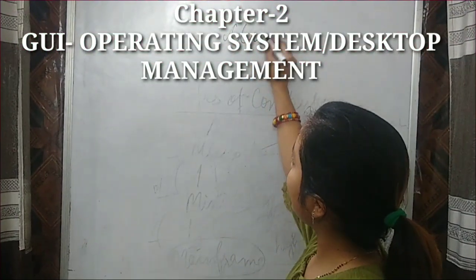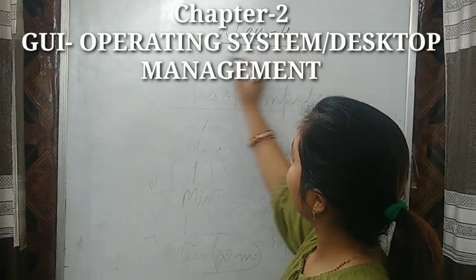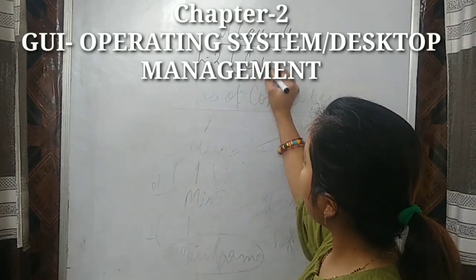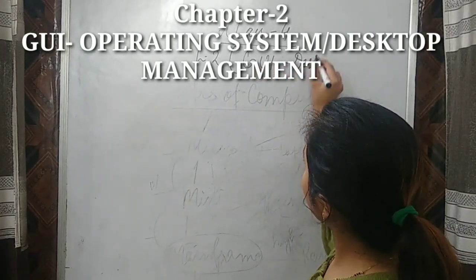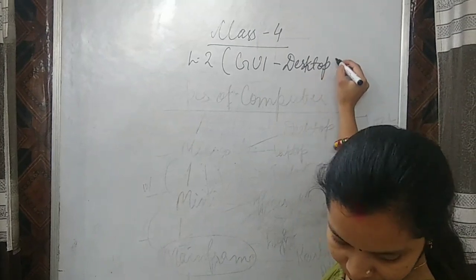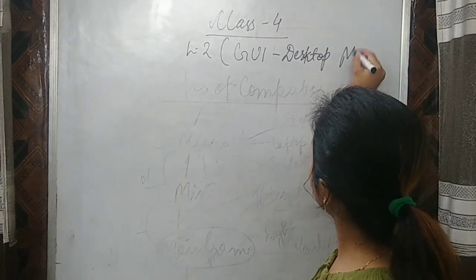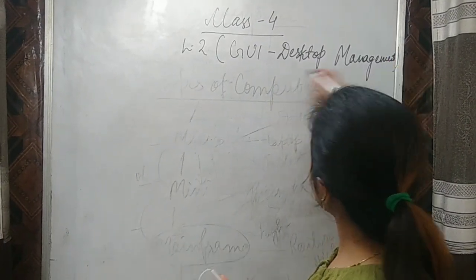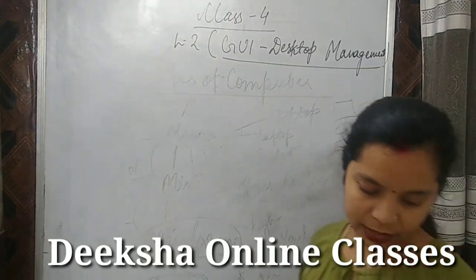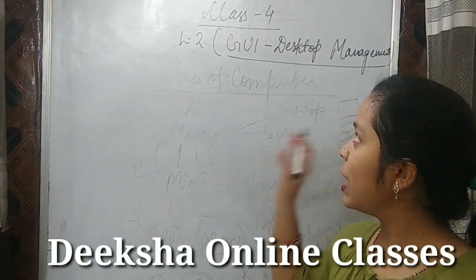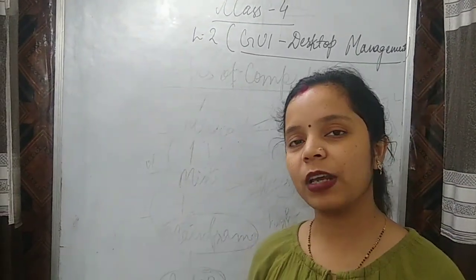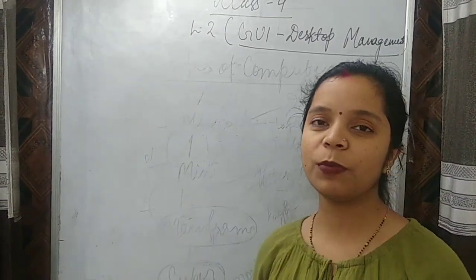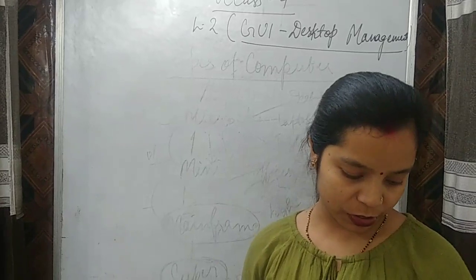Okay, this is class 4, lesson number 2, that is GUI desktop management. Your chapter name is GUI Operating System Desktop Management. So today I will explain this lesson number 2 of class 4th, and you have to open your books and read from the book and then you have to watch the video.